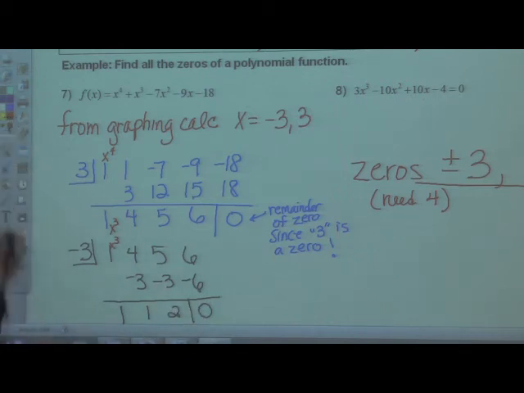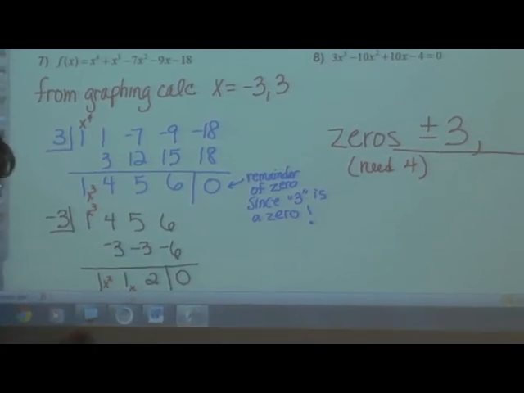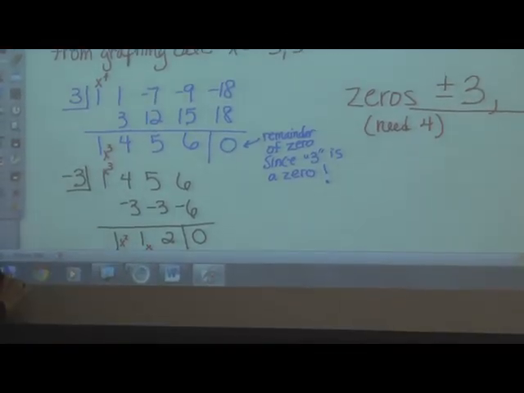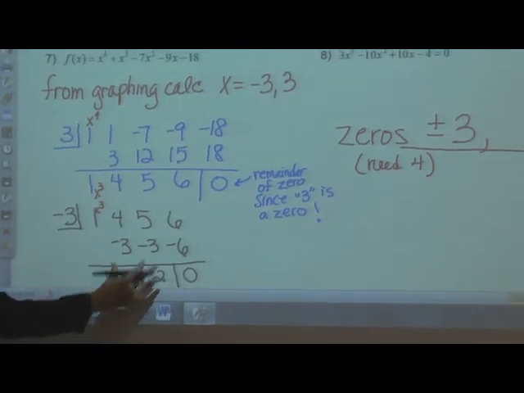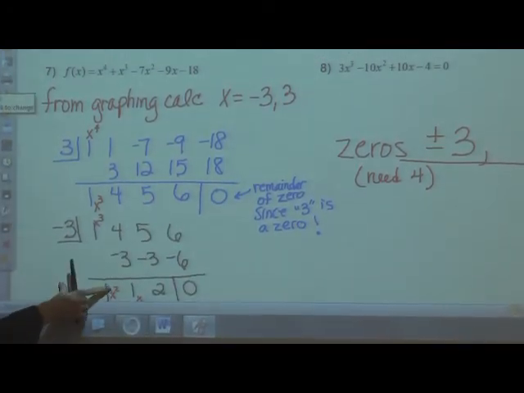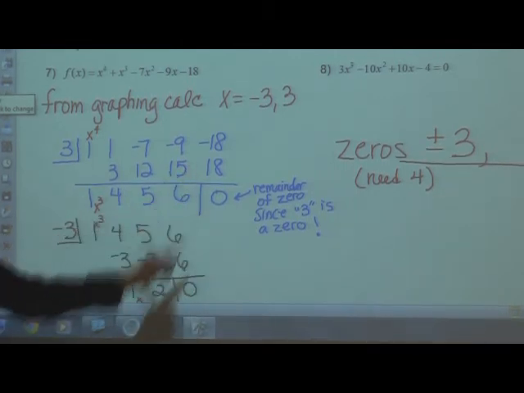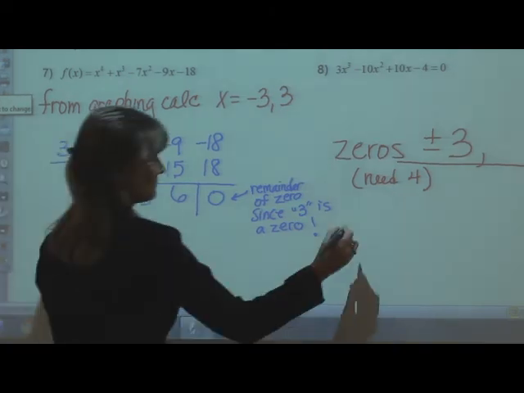So what does that mean? Once again, we started with a cubic. We are now down to an x squared. So the equation that I'm left with is x squared plus 1x plus 2. I am going to take that and move it over, and let's work with it a little further. There are 2 more zeros locked up inside of there. So let's take that and go see what we can do.